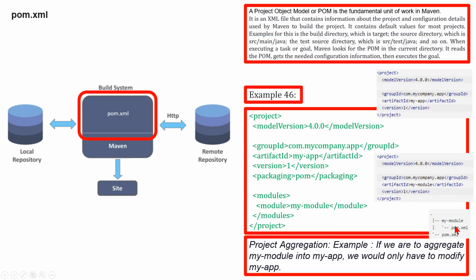Now we are considering an example in project aggregation. Related to the previous scenario, with the previous original artifact poms and directory structure, here the com.mycompany.app:my-app:1's pom here, and here the com.mycompany.app:my-module:1, and here the directory structure.